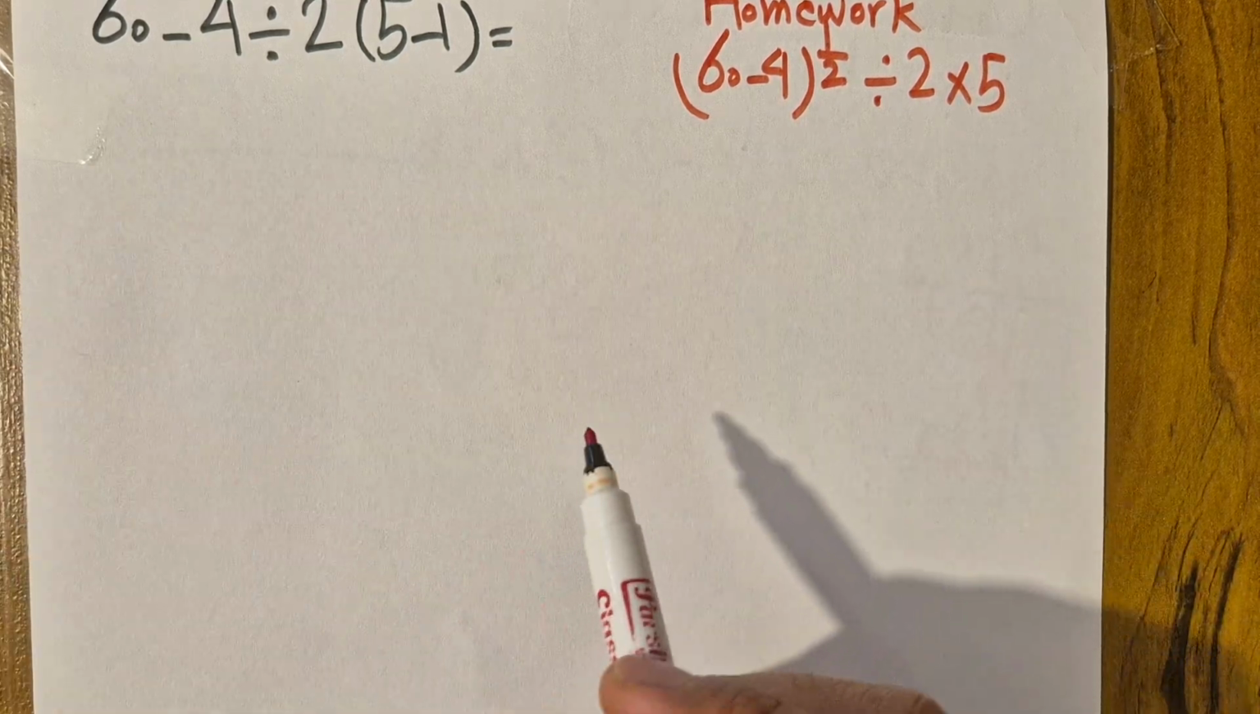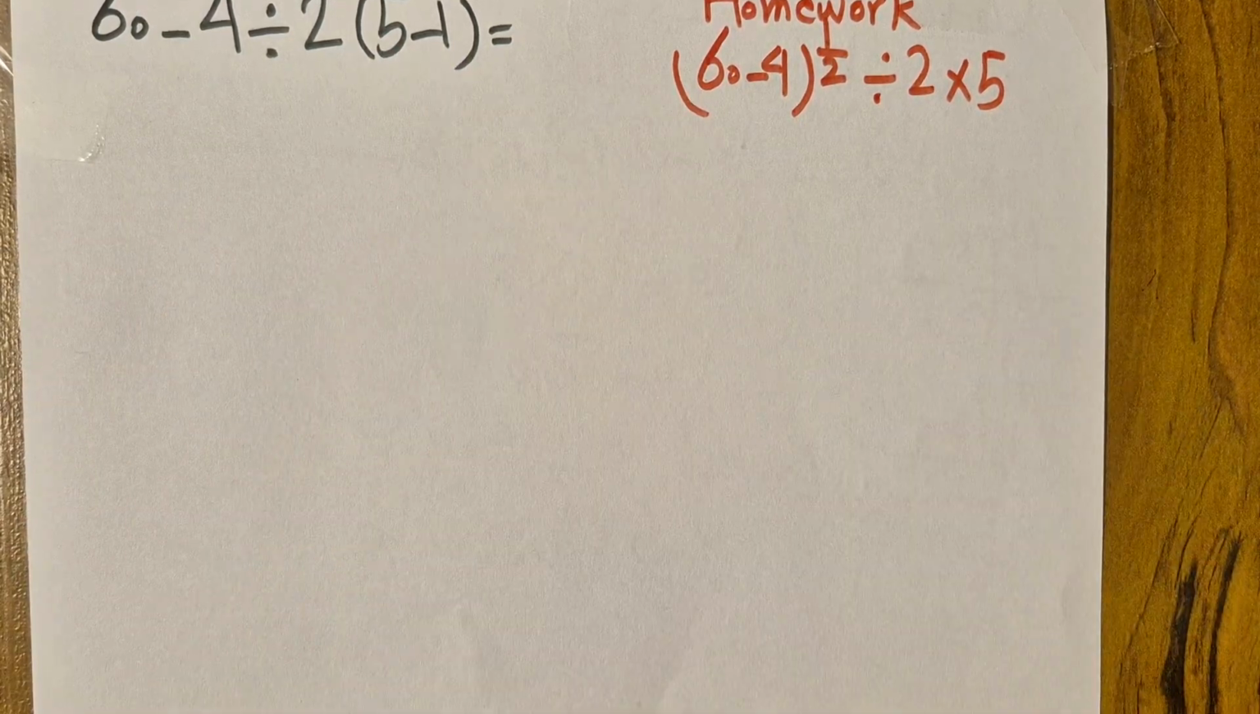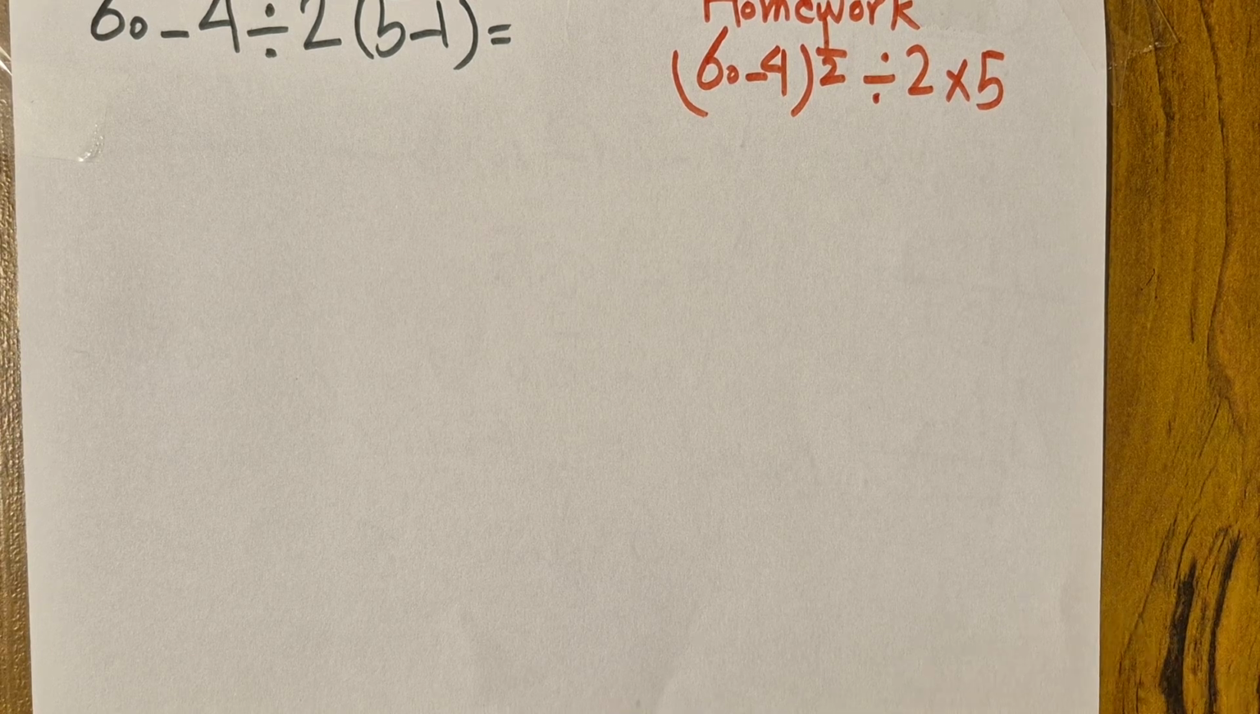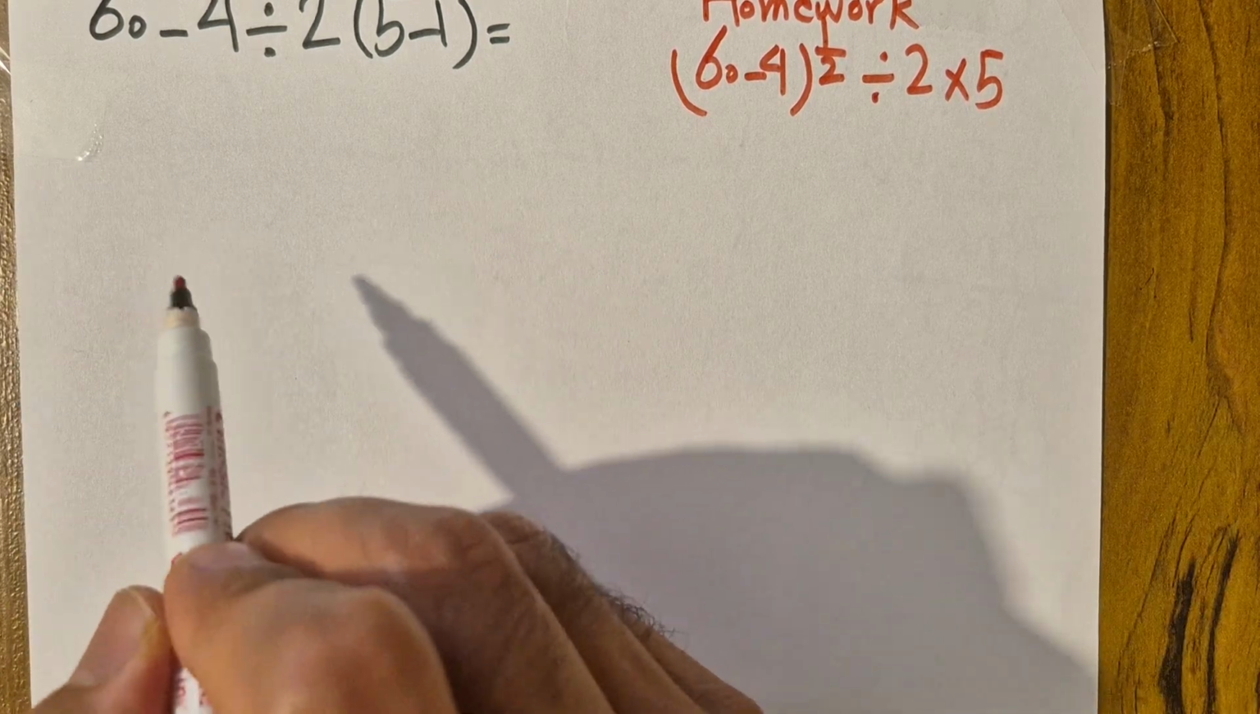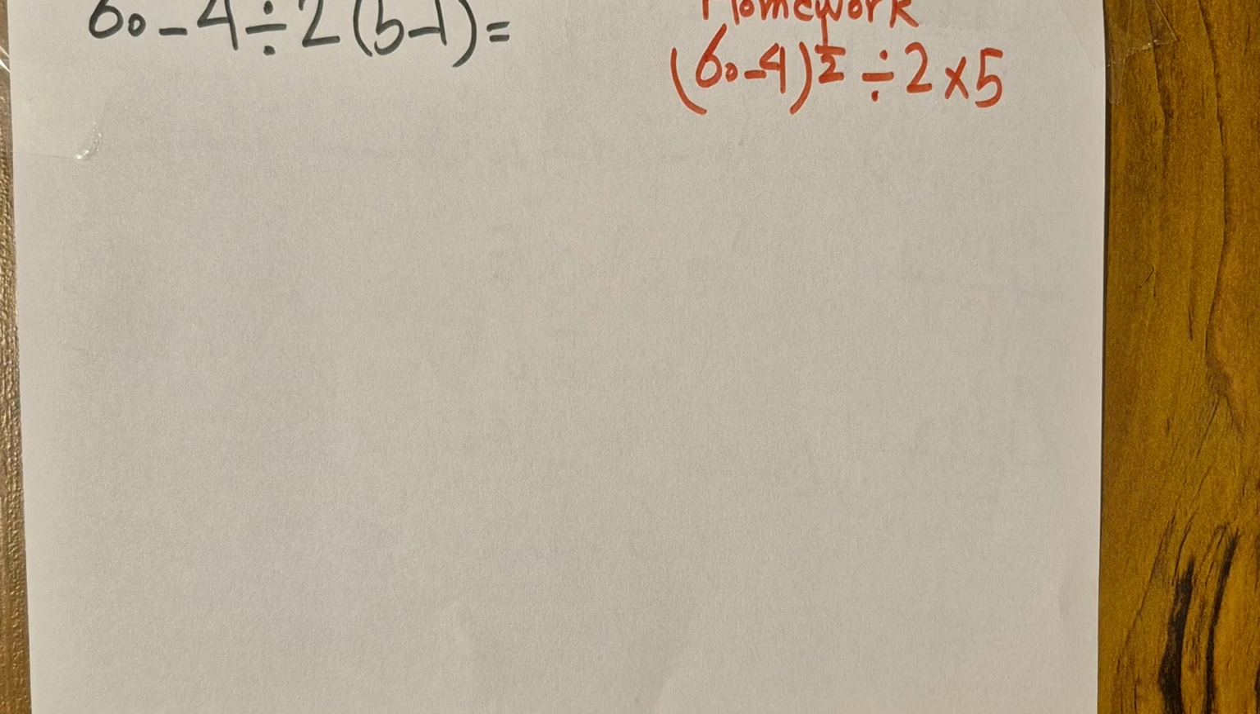16 minus 4 divided by 2, open parentheses, 5 minus 1, close parentheses. What's the value of this expression? Pause the video and think about it.